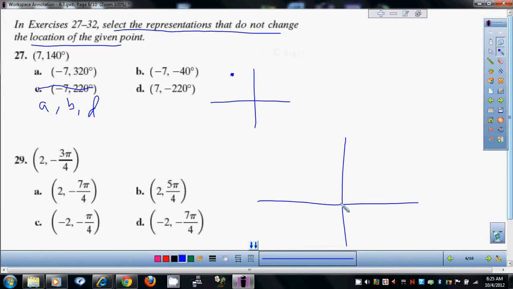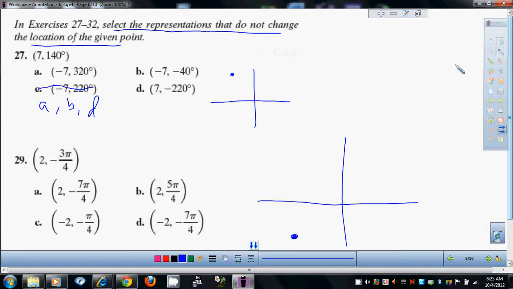2, negative 3 pi over 4. So 2, positive 3 pi over 4, if you look at the unit circle, would be here. Oh, but I forgot to make the angle negative. The negative 3 pi over 4 is going to flip us over the x-axis and make it here. So there's our original point.